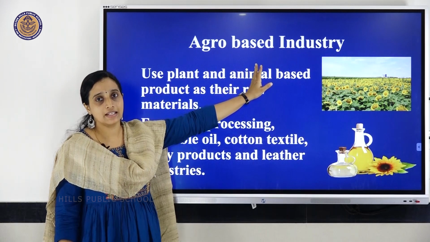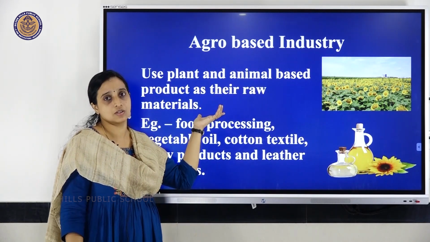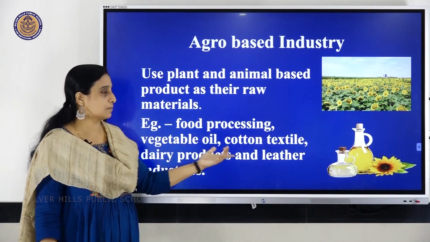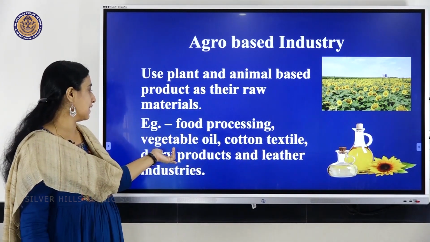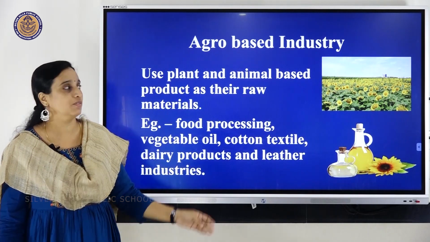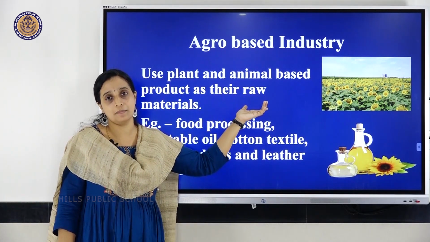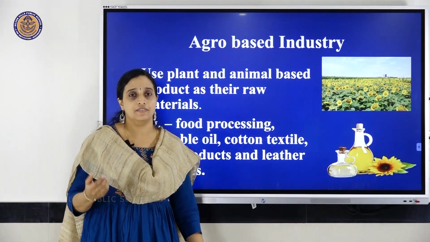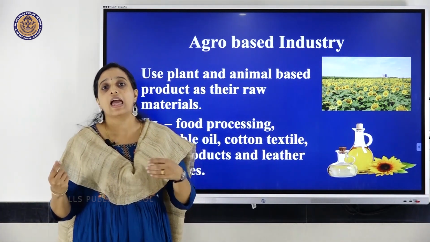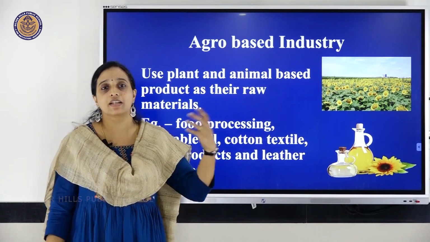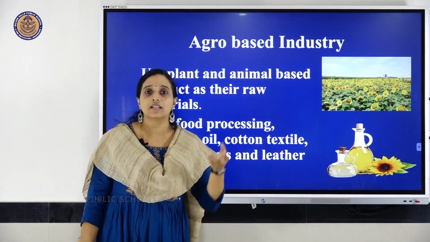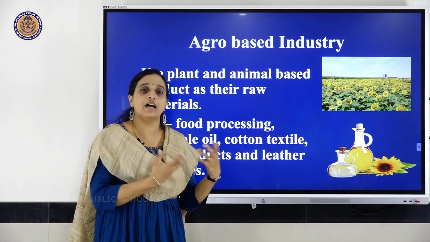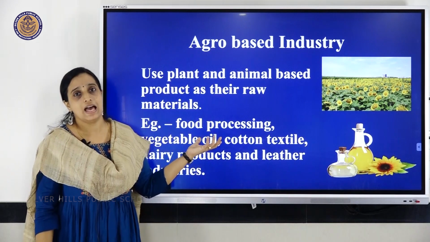So based on the agriculture sector, it is based on the raw material, and the examples are food processing, vegetable oil, cotton textile and dairy products. When we talk about animals as a raw material, we can use dairy products. The milk can be the raw material, and through processing in the industry we can get curd, milk powder, paneer and cheese. All these are the outputs that come from the animal product.